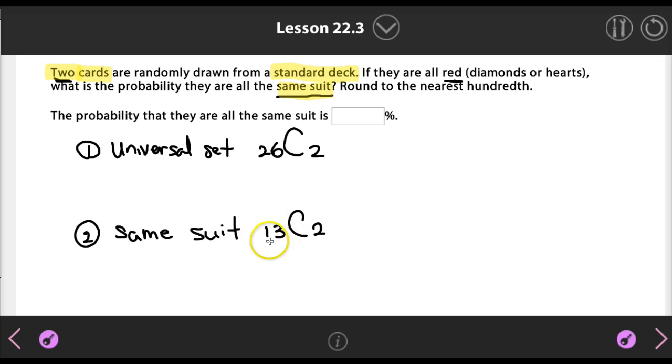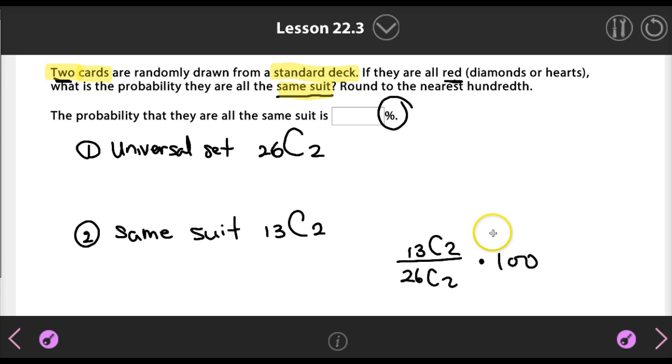And there's only 13 of them that have the same suit, okay? Whether they are diamonds or hearts, it doesn't even matter, right? So then, that's what we're gonna do. In the end, this is the universal set, so that one goes at the bottom. And then this one, 13 combination 2, goes on top. And then we multiply that by 100 because we need to find the percentage. And then there goes our answer.